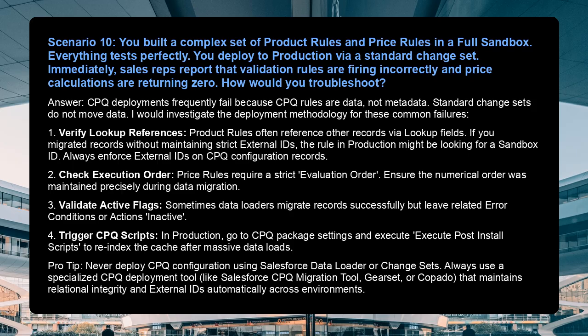3. Validate active flags. Sometimes data loaders migrate records successfully but leave related error conditions or actions inactive. 4. Trigger CPQ scripts. In production, go to CPQ package settings and execute post-install scripts to re-index the cache after massive data loads. Pro tip: never deploy CPQ configuration using Salesforce data loader or change sets. Always use a specialized CPQ deployment tool like Salesforce CPQ migration tool, GearSet, or Copado that maintains relational integrity and external IDs automatically across environments.